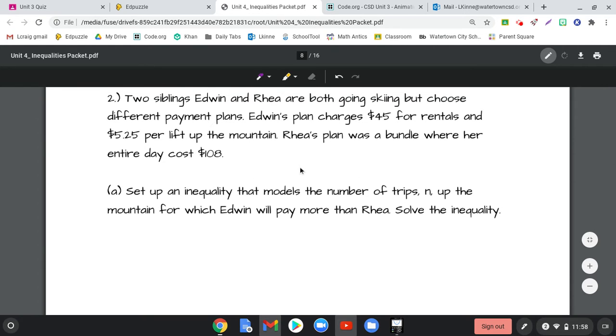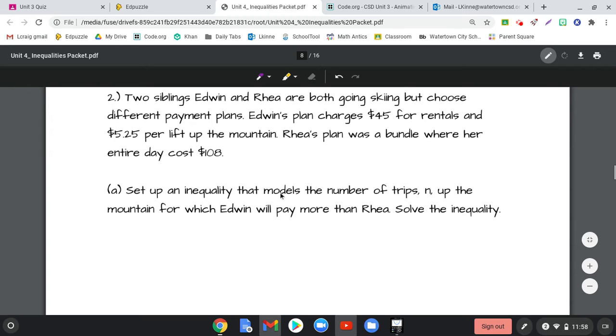All right, so 2 siblings, Edwin and Rhea, are both going skiing but choose different payment plans. Okay. Edwin's plan charges $45 for rentals and $5.25 per lift up the mountain. Rhea's plan was a bundle where her entire day was $108. So part A says set up an inequality that models the number of trips n up the mountain for which Edwin will pay more than Rhea.